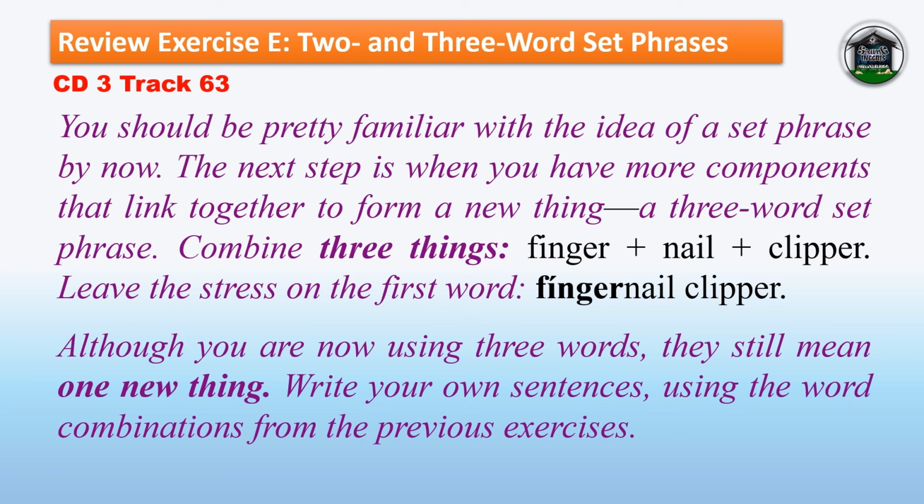Review exercise E, 2 and 3 word set phrases. You should be pretty familiar with the idea of a set phrase by now. The next step is when you have more components that link together to form a new thing, a 3-word set phrase. Combine 3 things: finger plus nail plus clipper. Leave the stress on the first word, fingernail clipper. Although you're now using 3 words, they still mean one new thing. Write your own sentences using the word combinations from the previous exercises.